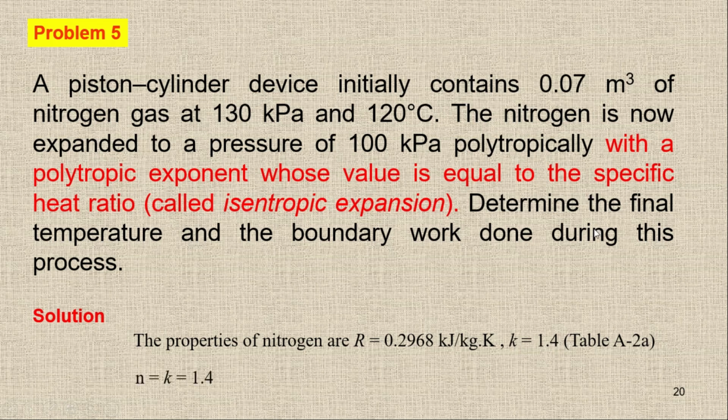So it's given. Then the polytropic exponent is equal to the specific heat ratio, so n is equal to k, which is 1.4. So we have the R value, we have the k value, or n is equal to k. Now we have V1, P1, T1, and P2, and we have to find T2.